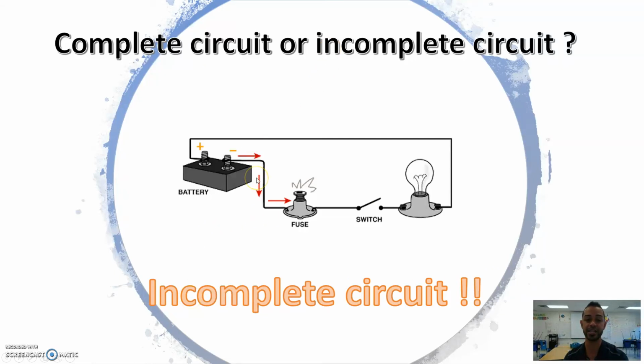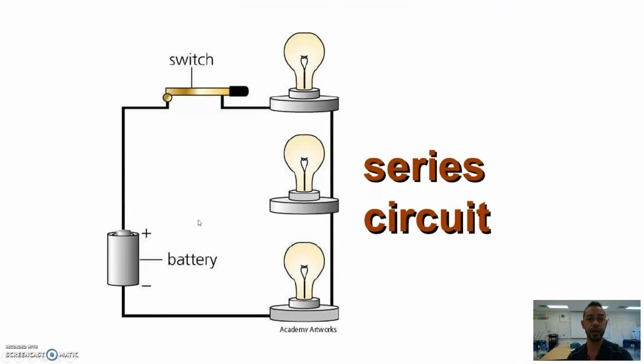The energy cannot flow. We talk as well about another type of circuit, a series circuit. We call this circuit a series circuit because it only has one path in which the electricity is going to flow. Only one path in which the electricity is going to flow, right?